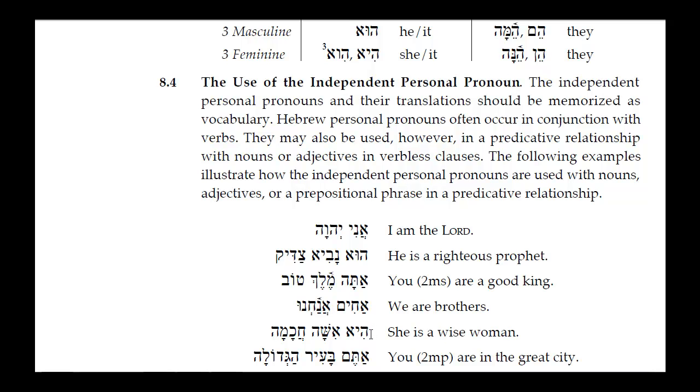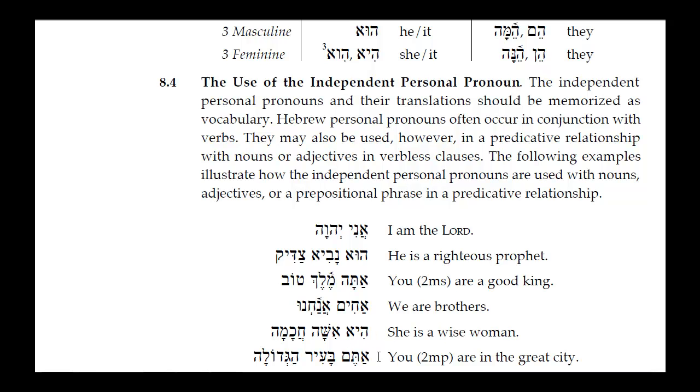Okay, we have hi isha chachama. Here we have hi is she. Remember, hi is she is a personal pronoun. Isha chachama. She, and we have to put the to be verb, is a wise woman. Chachama is an adjective. It agrees with isha in gender, number, and in indefiniteness. So this is an attributive use of the adjective. Okay, she is a wise woman.